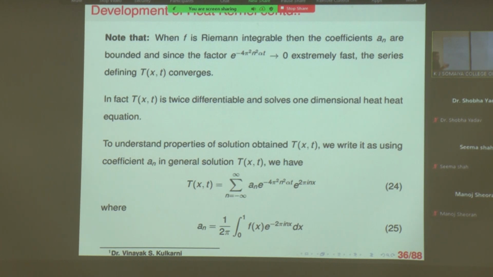Now, to understand more properties and in order to develop the heat kernel, what I am going to do here is consider this temperature function along with the unknown coefficient a_n as an integral function. Okay, so I will consider these two equations together and I will substitute this value of a_n over here. So this is what I am going to do.